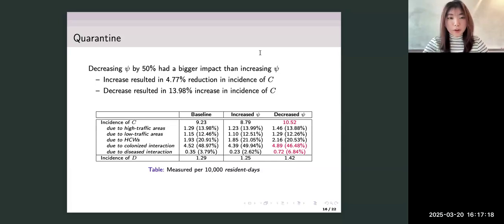And one thing I just wanted to note is that increasing our quarantine rate led to a reduction, and also decreasing our quarantine rate resulted in an increase in the incidence of C. However, we can see that decreasing our quarantine rate resulted in almost a 14% increase in the incidence of C, while on the other hand, increasing our quarantine rate only led to roughly a 5% reduction. So we can just tell immediately that reducing quarantine rate has a very detrimental impact and has a much larger impact actually on the incidence of C.